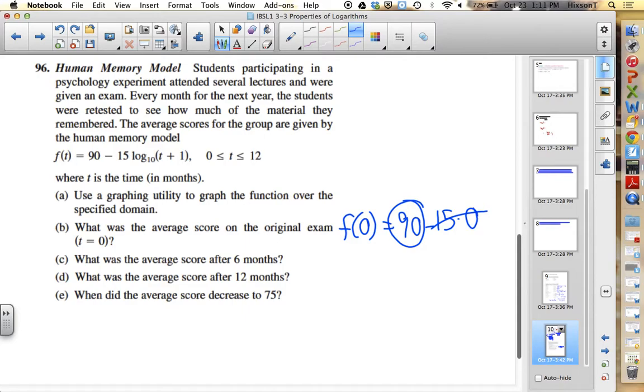The average score after 6 months, here, C and D, you're just plugging in different values of t. Okay? So evaluate it when t is 6, plug it into your calculator, and what'd you guys get? 77.3%. Okay. What about D? 73.3. Okay.